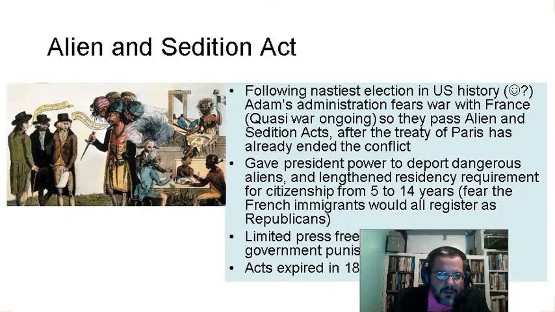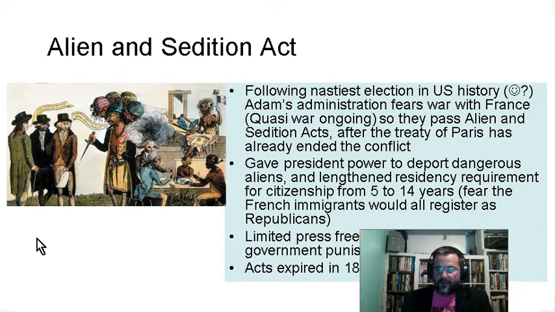Some of the most anti-democratic pieces of legislation in American history, ones that have been mimicked many times since. So when Adams took office, the Quasi-War with France was still ongoing. So he passed the Alien and Sedition Acts, which lengthened the residency requirement to become a citizen. The fear was that lots of French spies were going to become U.S. citizens, vote for Republicans, and undermine the rational Federalist control of the United States of America.